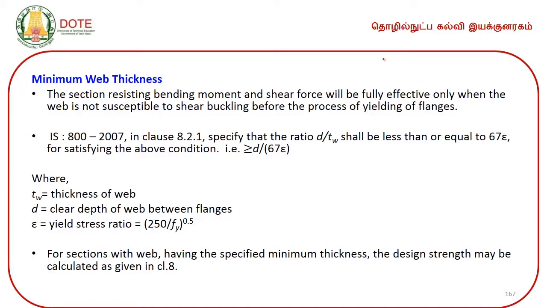And a very important parameter for the design of beams is the web thickness. The section resisting bending moment and shear force will be fully effective only when the web is not susceptible to shear buckling before the yielding of flanges. And the code specifies the ratio of depth of web to the thickness of web shall be less than or equal to 67 epsilon, where epsilon is the yield stress ratio which is given by the expression square root of 250 by Fy.